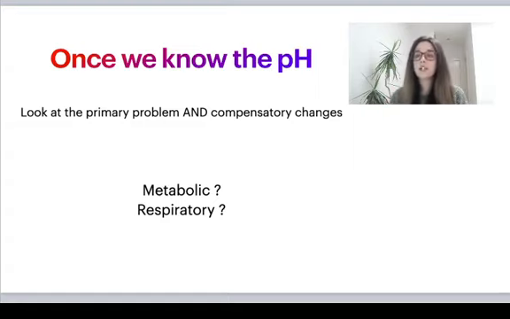I will say at this point that you can get mixed disorders, but we're not going to talk about those within this video. We're literally talking about just metabolic or just respiratory. They're the most common. You don't tend to see mixed very often, but I'll cover it in another video if people want me to.